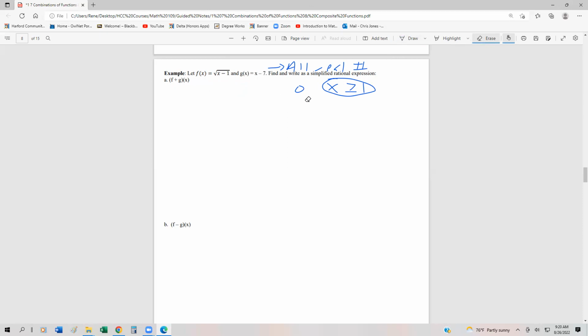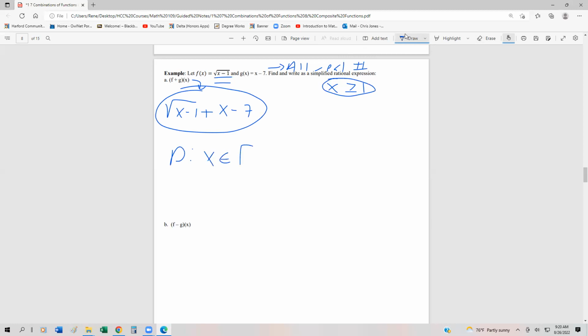Okay, so first operation is addition, and that just becomes square root of x minus 1 plus x minus 7. And there's nothing we can do with that. So that's going to be f plus g. We can clearly see, though, that the domain restriction is the same as before, because we still have that function. So for our domain, we're going to say that x is an element, since x has to be greater than or equal to 1, from 1 to infinity. All right, so that's our domain on that one.